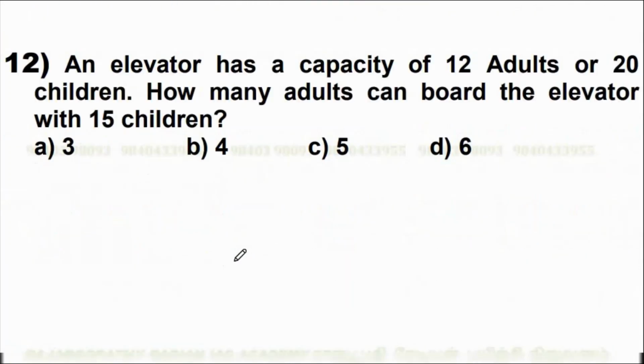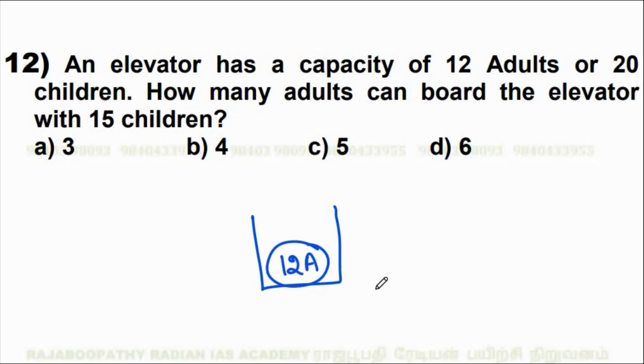Good. Many answered correctly. What is the answer? An elevator has a capacity of 12 adults. So assume that this is an elevator. This is its capacity. Either 12 adults can go or 20 children can go. If 13 adults go, they cannot, the elevator will not move. Similarly, 21 children cannot go. Overweight. How many adults can board the elevator with 15 children?